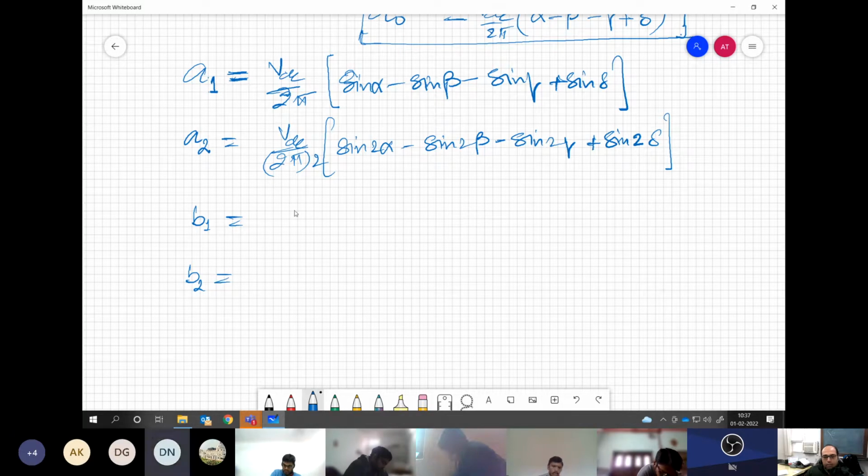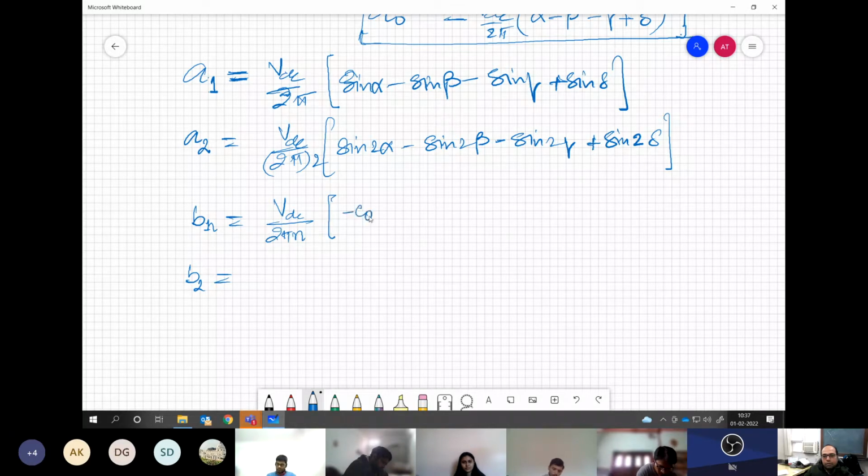Sir, Bn is VDC divided by 2 pi n, minus cos n alpha, plus cos n beta, plus cos n gamma, and then minus cos n delta. Then plus 1 minus cos n pi, minus minus cos n pi. Yes.